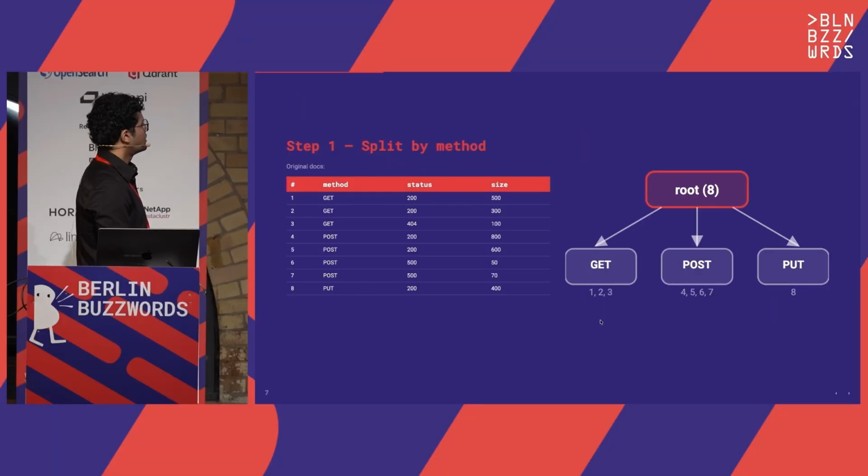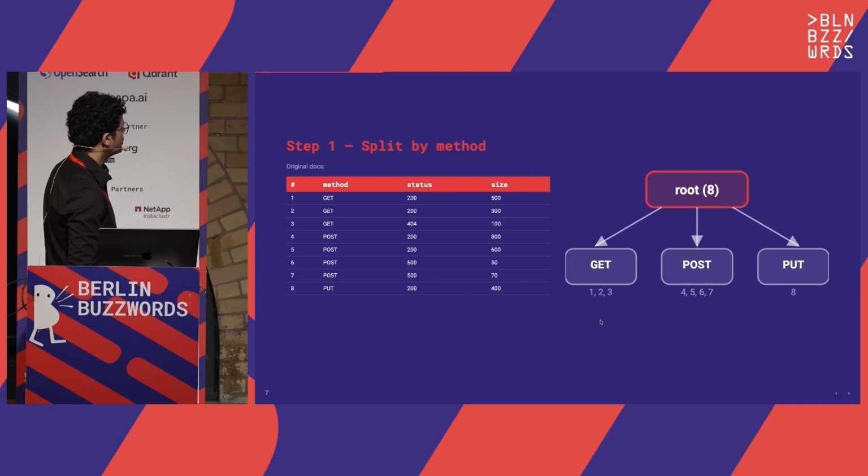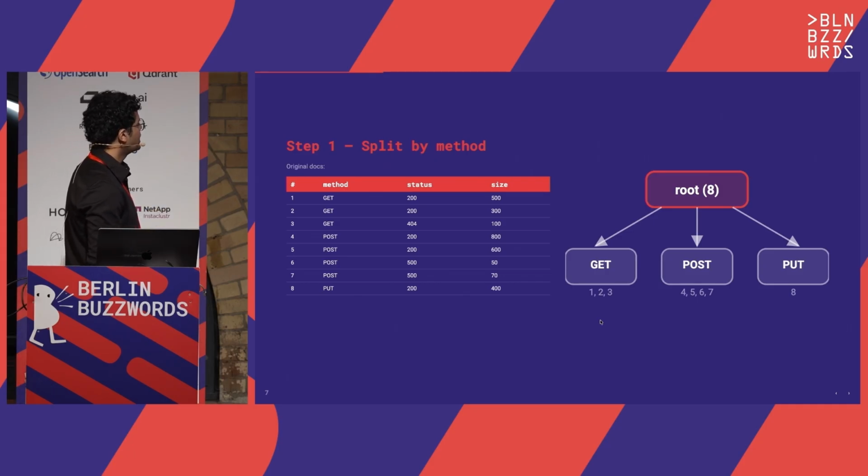Now, the root node will basically group by the total number of unique values for the first dimension. The first dimension here was method. So we'll see the total number of unique values of method, that is get, post, and put. The first 3 documents have method get, the next 4 have post, and the last one is put. So there are 3 children for the root node: get, post, and put.